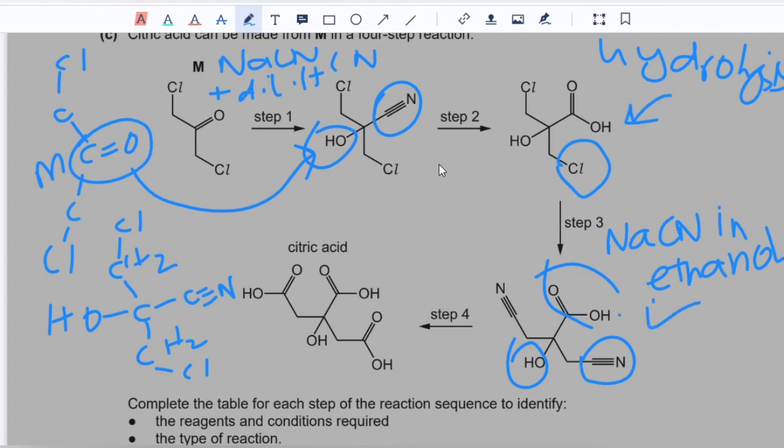As for step 4, again look out for the changes. This part remains the same. The nitrile group changes to acid groups, which means again this is hydrolysis, so you need dilute acid.